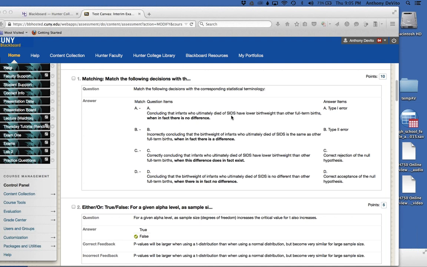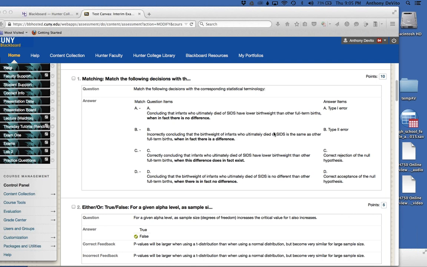Concluding that infants who ultimately died of SIDS have lower birth weights than other full-term births, when in fact there's no difference. Okay, there's no difference, so the null hypothesis is true. However, you've concluded that there is a difference in birth weight. So you've incorrectly rejected the null hypothesis. That would be a type 1 error.